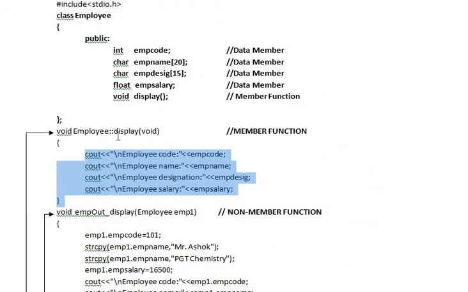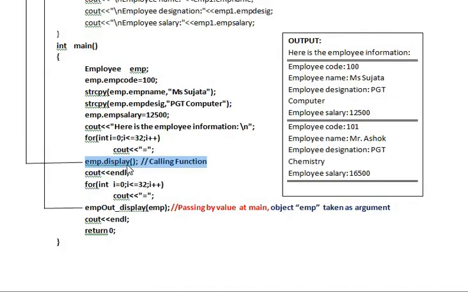The function body for the member function display has been executed, and then the control is going to move to the next line, that is just after the calling function, which is here.